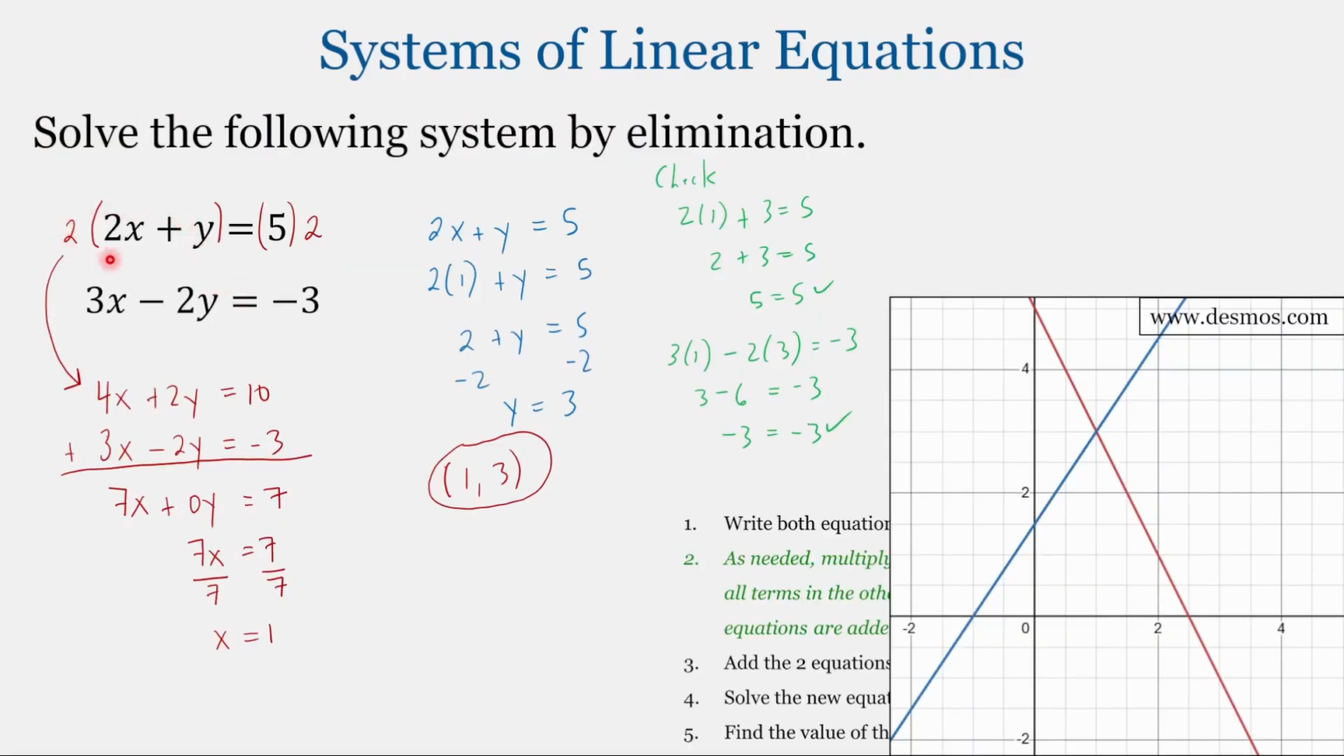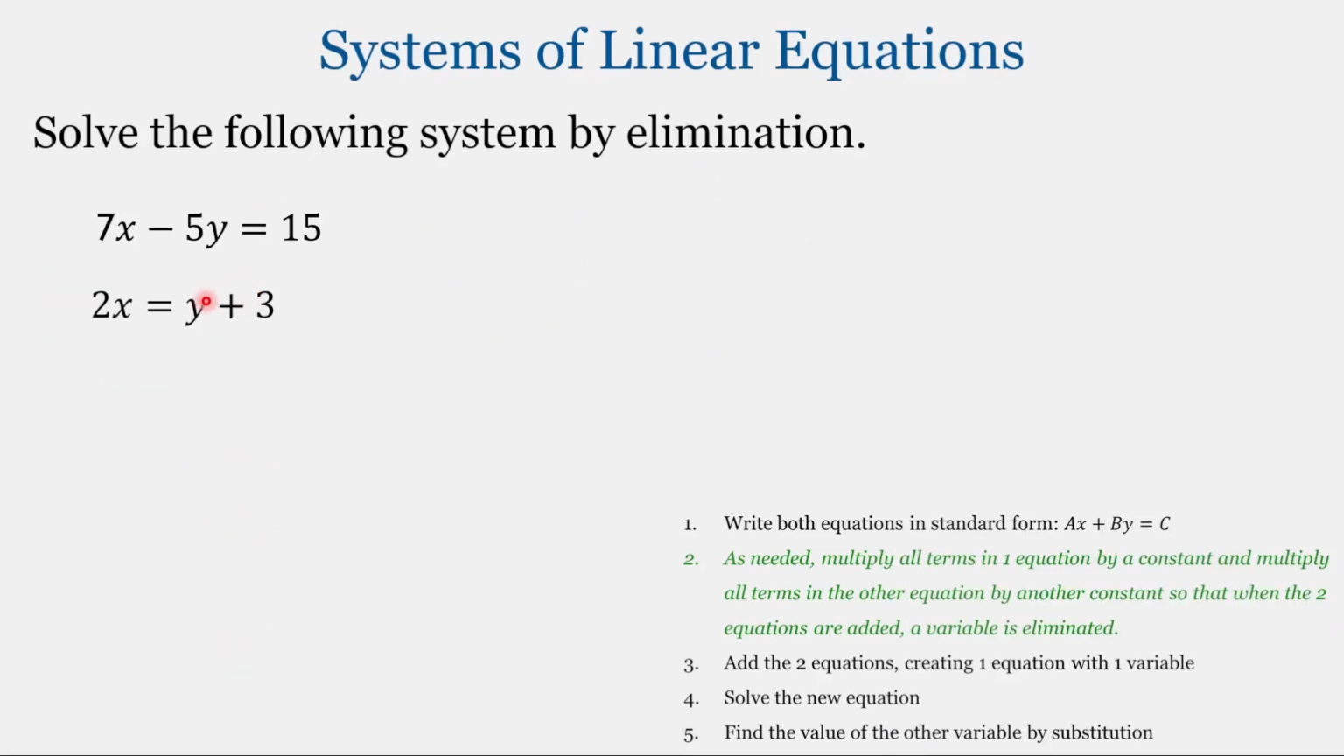So when we multiplied this first equation by 2, we were allowed to do this because of the multiplication property of equality. And then we created equivalent equations. That 2x plus y equal to 5 is equivalent to 4x plus 2y equal to 10. And this allowed us to solve this system of equations.